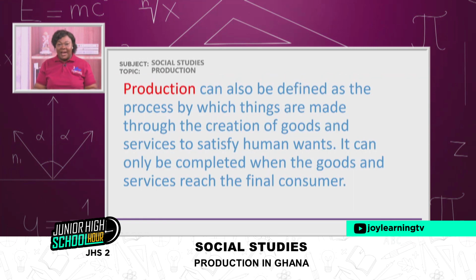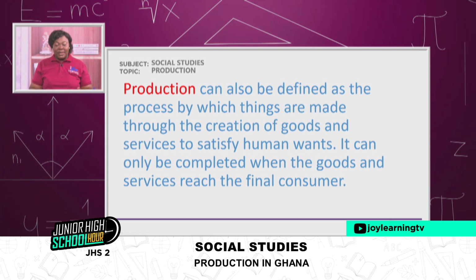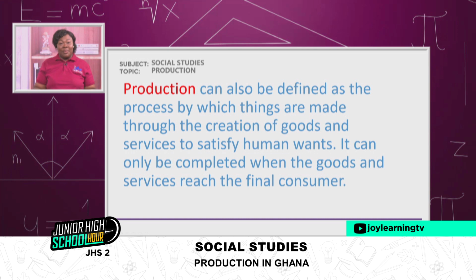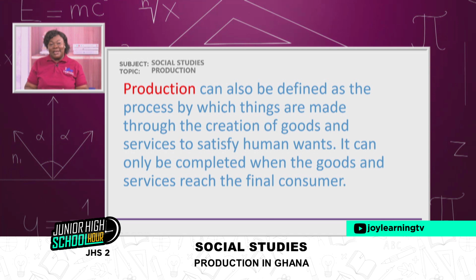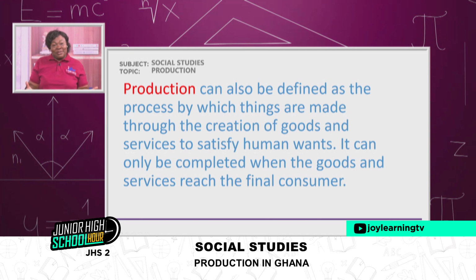Production can also be defined as the process by which things are made through the creation of goods and services to satisfy human wants. It can only be completed when the goods and services reach the final consumer. So for example, I'll use cocoa because cocoa is planted in Ghana. The cocoa goes through a process. And after the process, the final stage is chocolate, or even Milo or any other beverage that we can get from cocoa. So that's where the final consumer enjoys the cocoa.